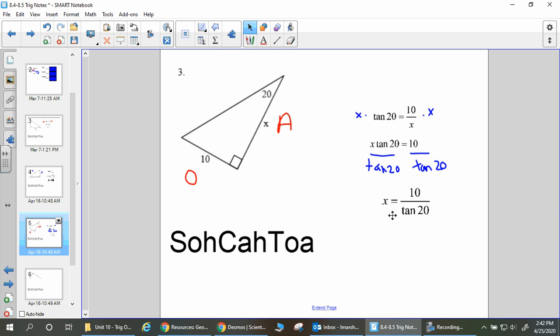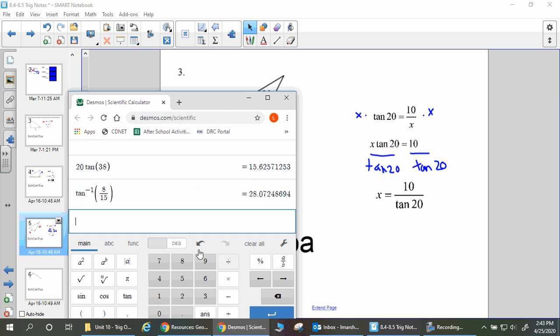By showing me what goes into your calculator, I know that you understand how to set the problem up. I know you understand how to solve it for x. And if you then get a wrong answer, then I know it's a calculator error. We're either pressing the wrong button, in the wrong order, or the calculator's in the wrong mode. So it's very important that you show me what you're putting in the calculator, because then I know where your mistakes are and how best to help you, and whether or not you actually know how to set a problem up correctly. Okay, so x equals 10 over tangent of 20.